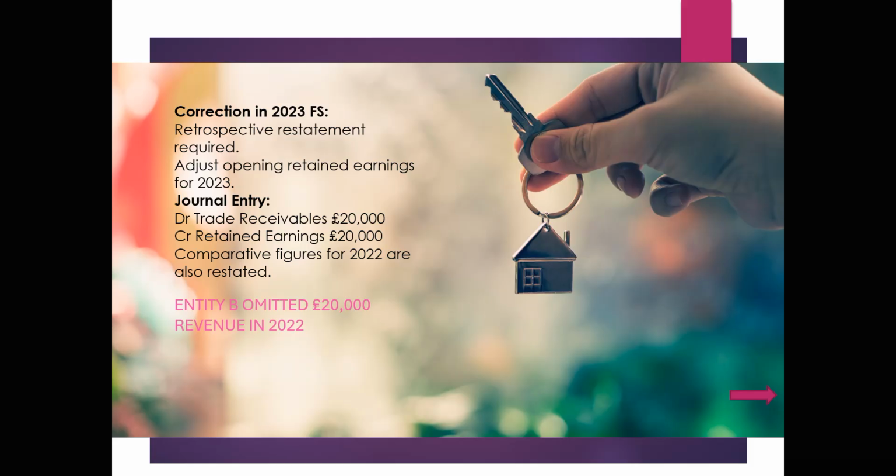This is different from the one I showed you before. The one before was returned goods. This one they omitted, they didn't post it at all. Normally if they had posted, they would have done credit income, debit receivables, right? But they did not post that sales. So we have to now take it to retained earnings because income has been closed. The books have been closed. So we need to now do credit retained earnings 20,000 and debit receivables 20,000. So comparative figures for 2022 are now also restated. Is this clear with us, please?